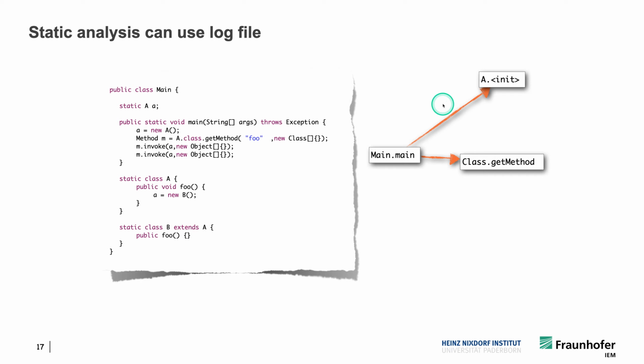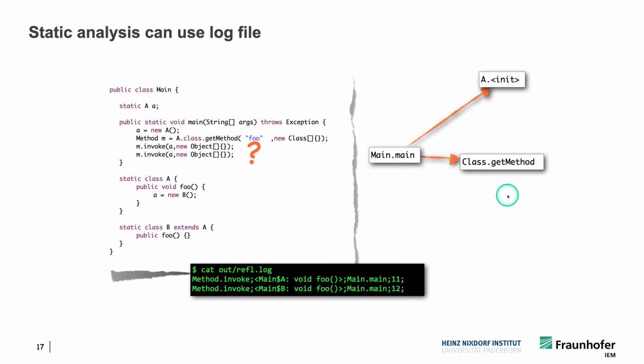So first of all, if you were to run Soot with its Spark call graph engine on this particular class, analyzing this class main, you wouldn't really see a lot, right? So you would see calls to the initializer here, to the constructor. You would see calls to class get method. You would maybe see still a call to method.invoke, but that's it, right? And in particular, Spark would not know how to resolve these particular calls here.